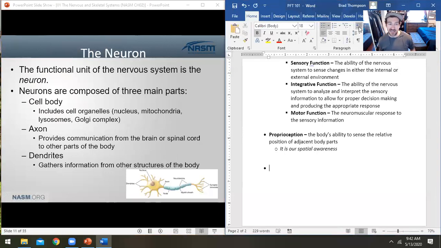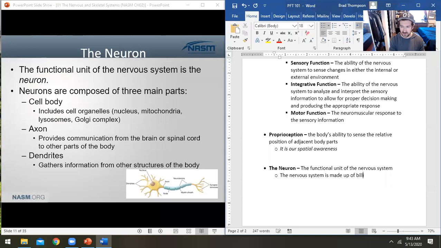So looking at the very small, looking at the cells, the main cell we're going to be talking about is the neuron, right? The neuron is the functional unit of the nervous system. Basically, that means the nervous system is made up of billions upon billions of neurons. You have a whole bunch of them. Now, there are going to be three main parts to this.